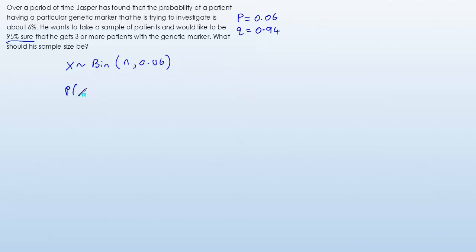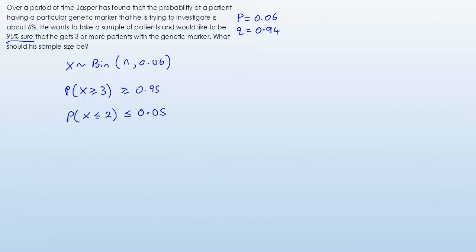So what we want is the probability of x being greater than or equal to 3 is greater than or equal to 0.95. And that's the same as the probability of x being less than or equal to 2 being less than or equal to 0.05, since these must add up to 1. So, remember, this means that x could be 0, 1, or 2.